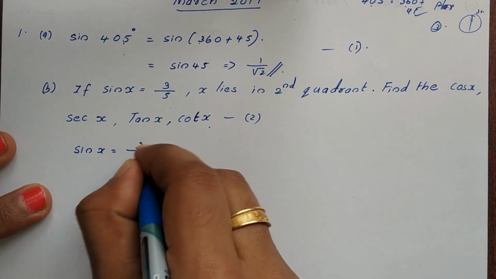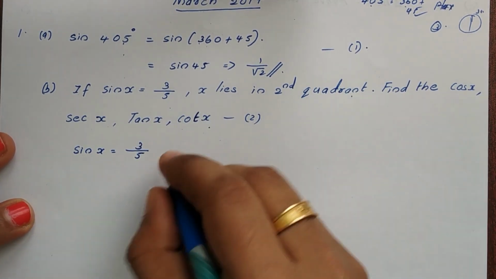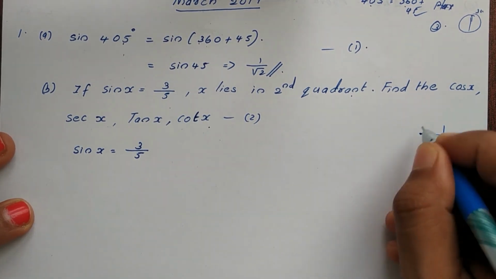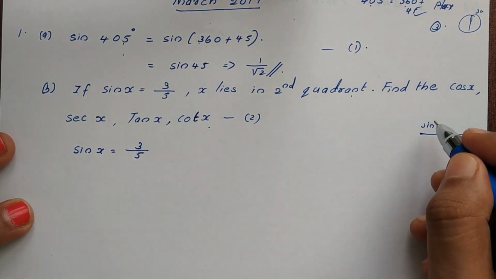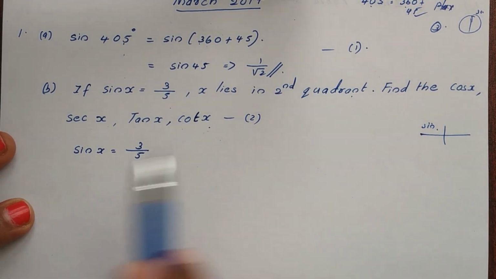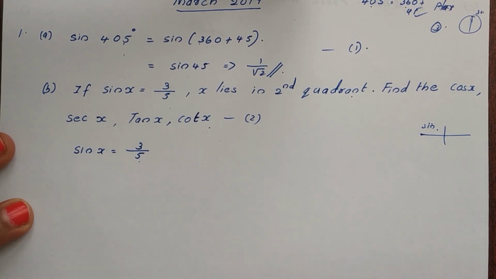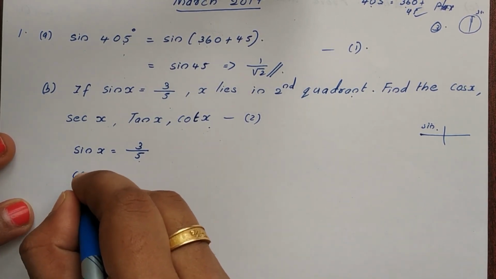Now, sin x is equal to 3 by 5, and x is in the second quadrant. In the second quadrant, sin is positive, and cosec, its reciprocal, is also positive. So sin is positive. Now we have to find cos.